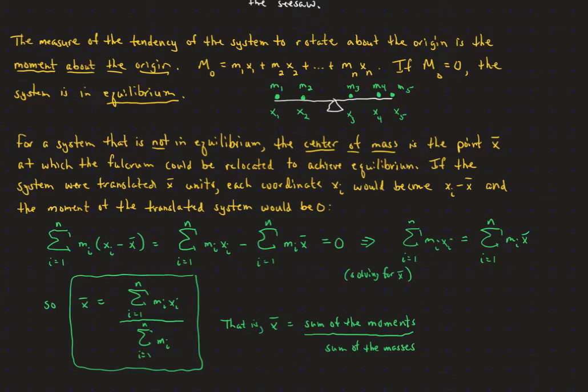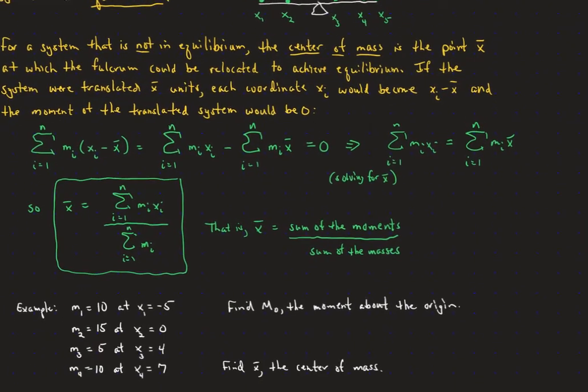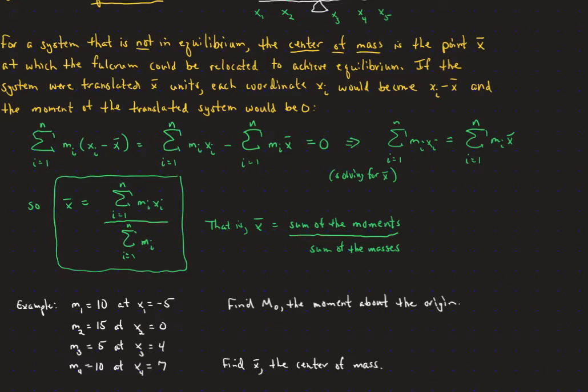For a system that is not in equilibrium, the center of mass is the point, and we're going to call it x bar, at which the fulcrum could be relocated in order to achieve equilibrium, in order to make the seesaw balanced. If the system were translated x bar units, each coordinate x sub i would become x sub i minus x bar, and the moment of the translated system would be 0. So here we're translating our distances from the origin to this unknown x bar, and we're going to try to solve that for x bar to find the center of mass.